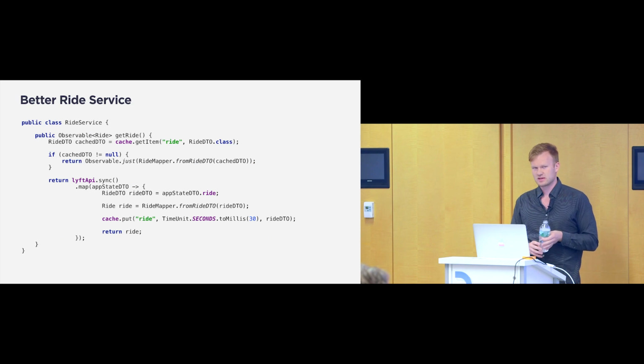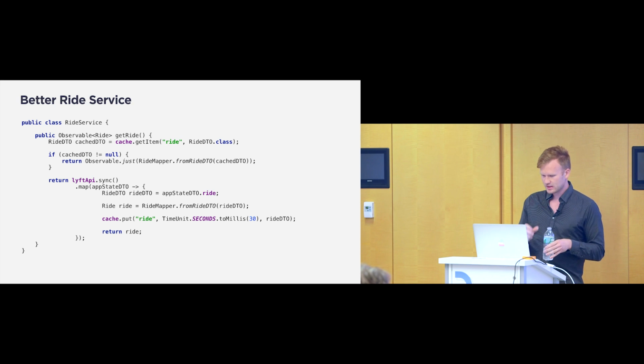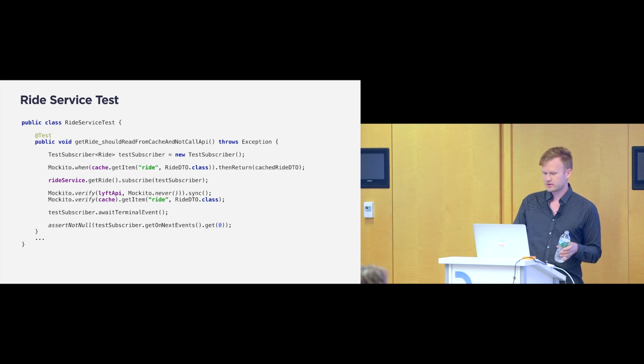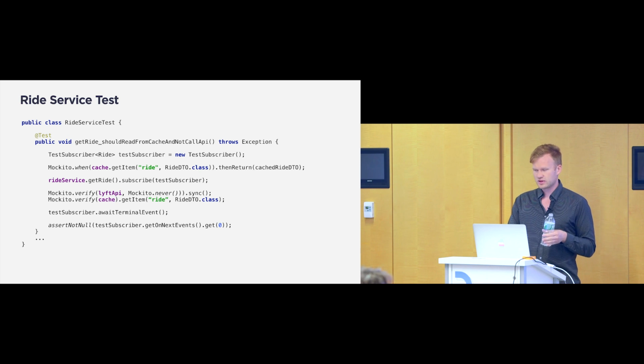So in this case, our ride service will look much smaller. We now have some nice cache API. And the service is no longer doing any logic, it's just orchestrating between two dependencies, which are cache and Lyft API. And the good part is that now we can easily write a unit test for this behavior. So in this particular sample, I verify that if there is a value in cache, Lyft API should never be called.